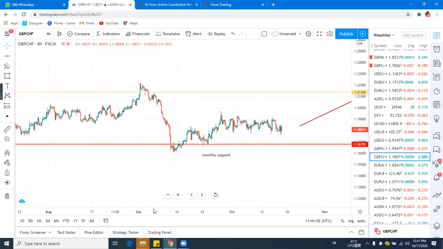That's what we want to now look at. Is the market in a range or is the market in a trend? Currently, the market is in a range. We all can see it clearly. The market is in a range.